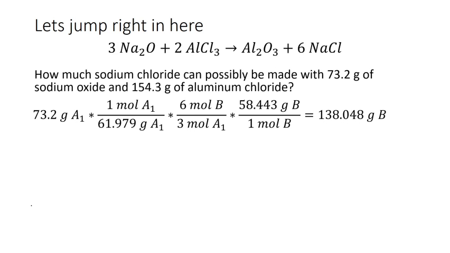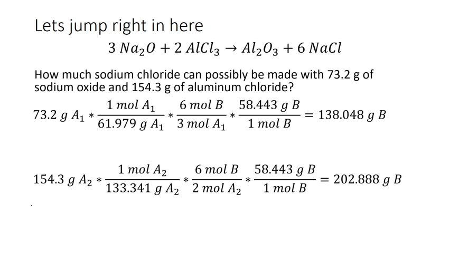So then we're going to go and do this again, except instead of starting with sodium oxide, we're going to start with the amount of aluminum chloride, right? Same process. First step, converting from our unit to moles using the molecular mass of aluminum chloride. Second step, the one that's in every stoichiometry, mole ratio. Again, the numbers are coming from our balanced chemical equation.